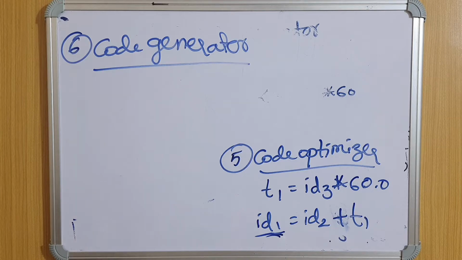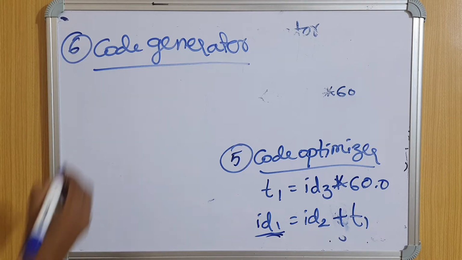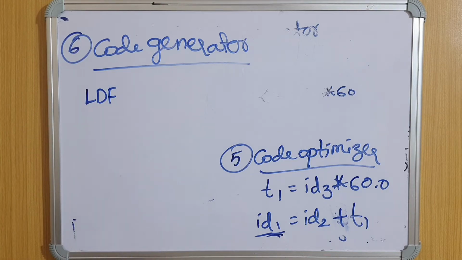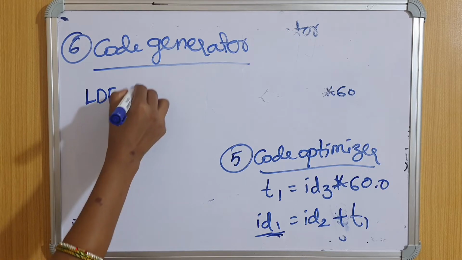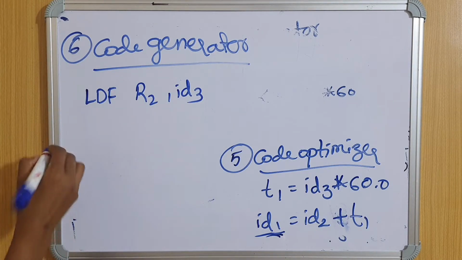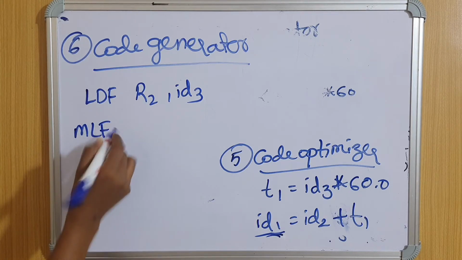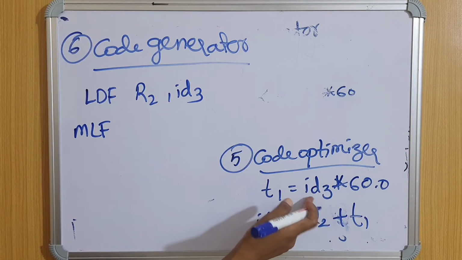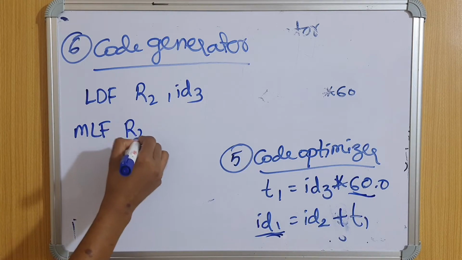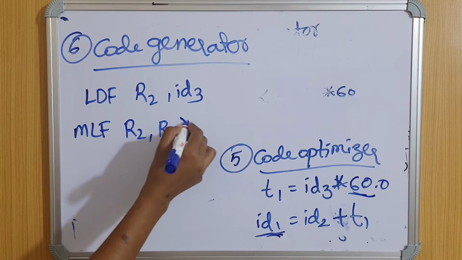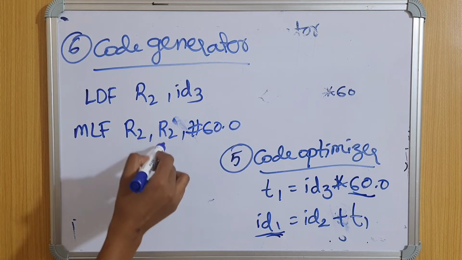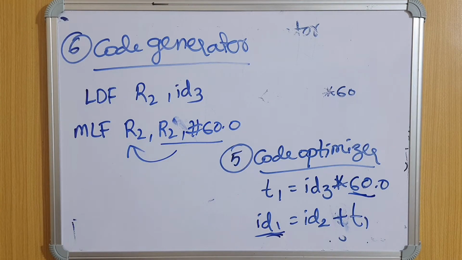See here, for example, our given code, how are we writing it? First we are loading the float value. What is that float value? We are loading it in R2, C comma ID3. Then what are we doing? We are multiplying this float value with ID3, this one, T60. So first R2, then R2 into R2 60. So this total value will be stored in R2.